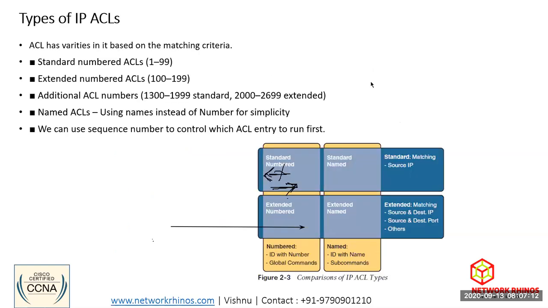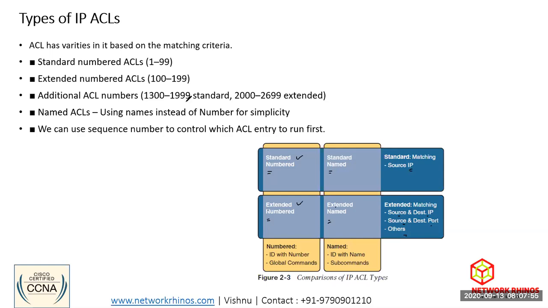Let's talk about types of ACL. So mainly we have two types: standard and extended. As I said, in standard ACL, we can match only based on source IP. That's the matching criteria. In extended, you can match based on source IP, destination IP, source port, destination port, and other attributes. Now, under standard and extended, you can write it as standard numbered ACL or standard named ACL. Similar to that, you can say extended numbered ACL and extended named ACL.